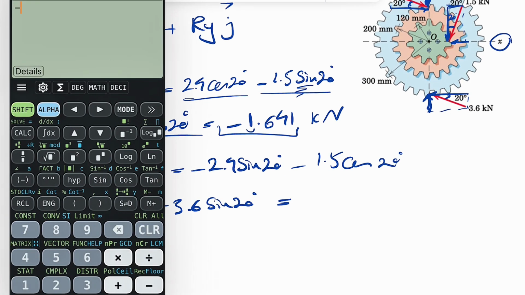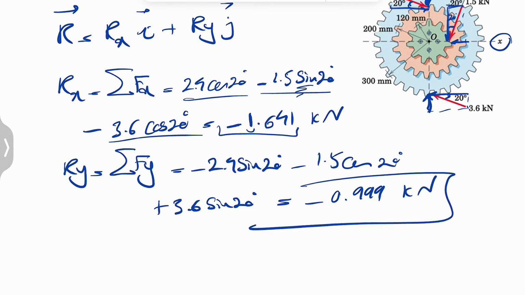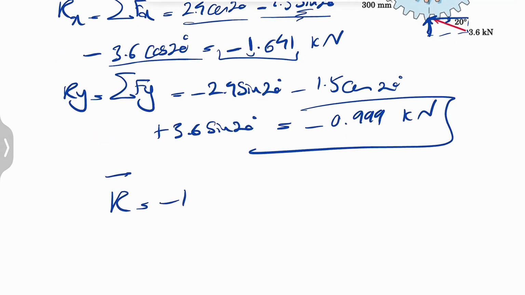Let's see what we get. So negative 2.4 sine of 20, negative 1.5 cosine of 20, and positive 3.6 sine of 20. That's going to be negative 0.999, again 3 significant figures, and that's going to be our Ry in kilonewtons. So if you just want to report our R, it's going to be negative 1.641 i negative 0.999 j, and the unit will be in kilonewtons.